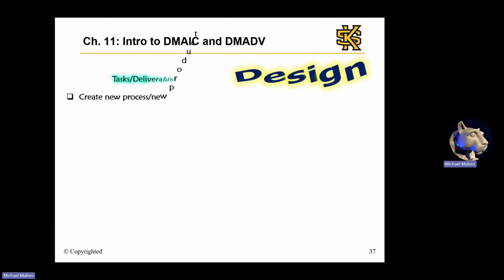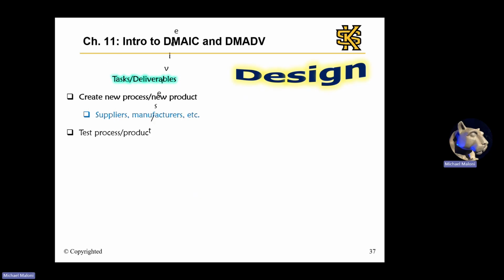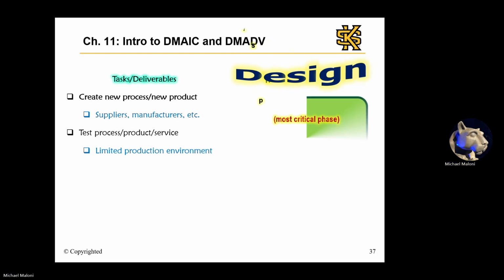In this design step, we'll create the new process and/or product or service, including possibly working with suppliers and manufacturers as part of production. And then we'll test it, usually in a limited production environment, such as beta testing with a few customers, and then using the subsequent feedback for refinements. The text identifies design as the most critical phase of DMADV.